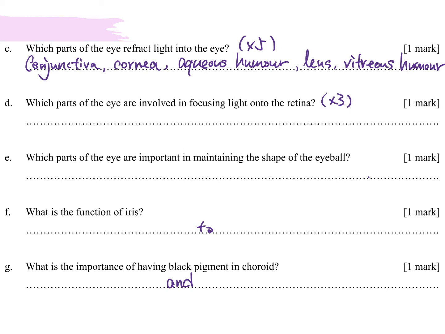Question D. Which parts of the eye are involved in focusing light onto the retina? The parts that help focusing light should be in a group of 3. The 3 of them work in a group to focus light. They are the ciliary body, suspensory ligaments, and lens.